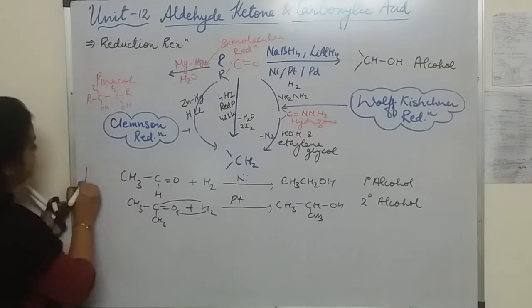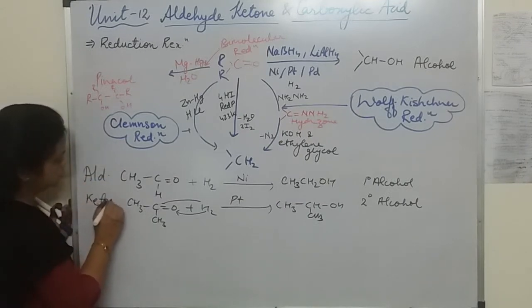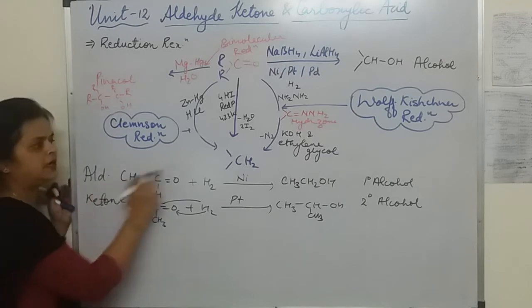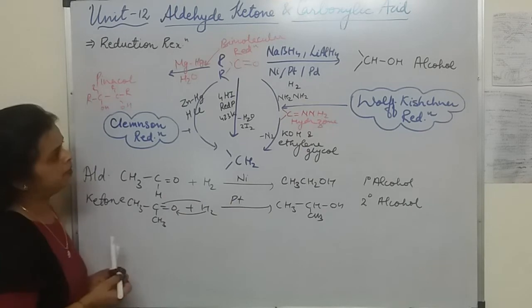What have we taken here? Aldehyde, and here we had taken ketone. So we have done a summarization. Aldehyde will form 1 degree alcohol, ketone will form 2 degree alcohol on reduction.